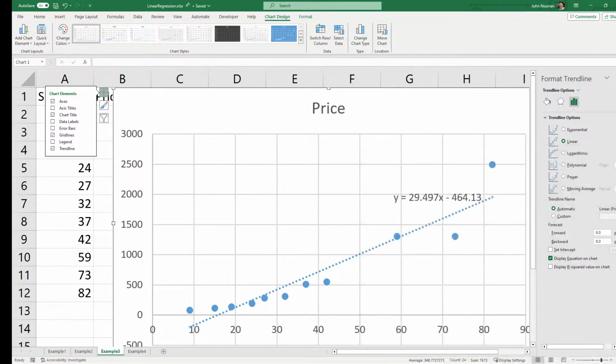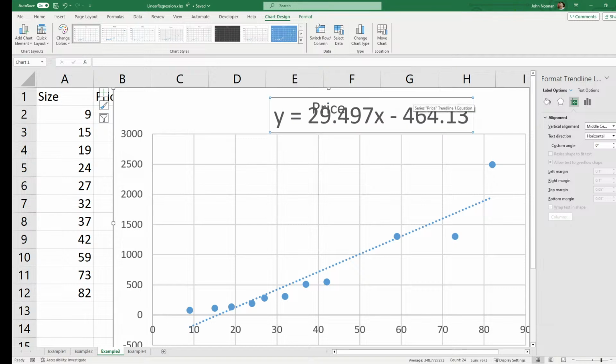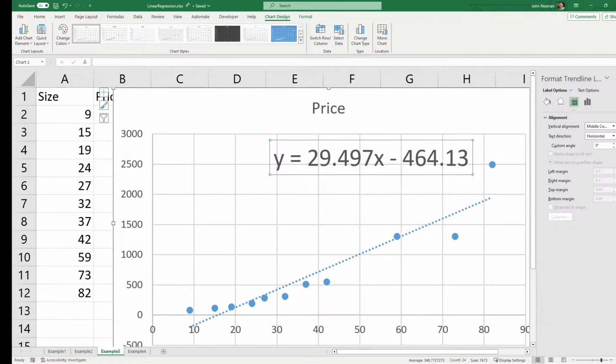Let's get rid of this. So here's the equation. You can move it around. We can make it bigger if we want to. Yeah, there it is. It's nice and big so that you can see it better. So there's the linear regression equation that we can use to make our predictions.